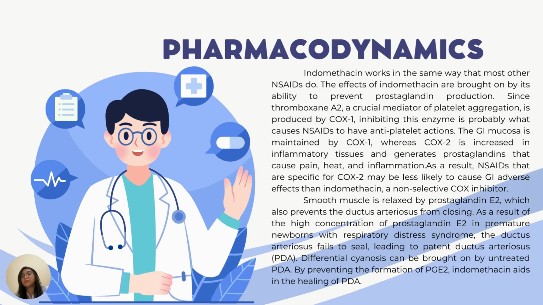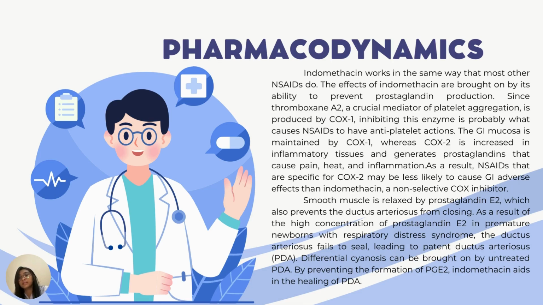The GI mucosa is maintained by COX-1, whereas COX-2 is increased in inflammatory tissues and generates prostaglandins that cause pain, heat, and inflammation. As a result, NSAIDs that are specific for COX-2 may be less likely to cause GI adverse effects than indomethacin, a non-selective COX inhibitor.